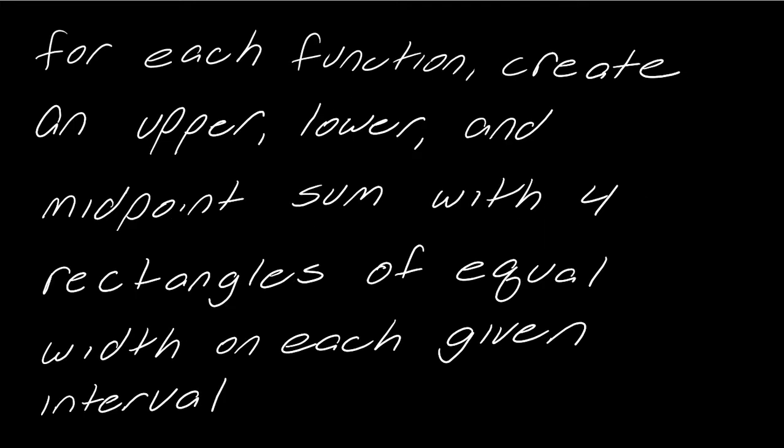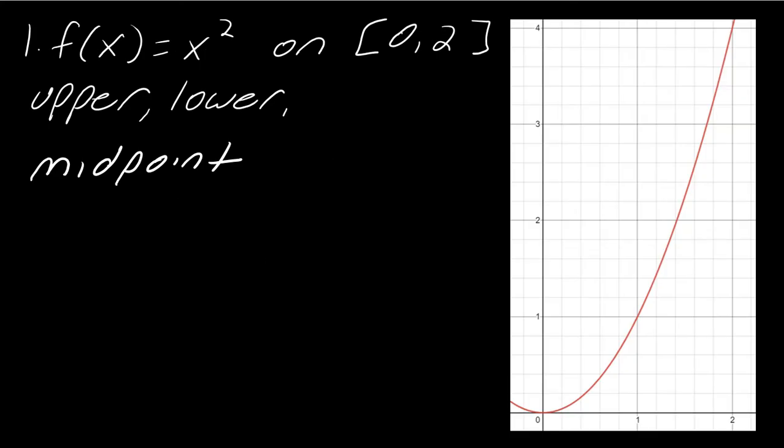Okay, so for the first two problems, for each function, we want to create an upper, lower, and midpoint sum with four rectangles of equal width on each given interval. So for this first problem, we've got f of x equals x squared on the interval from 0 to 2, and I went ahead and just used desmos.com to draw a graph, so I can just draw on this.